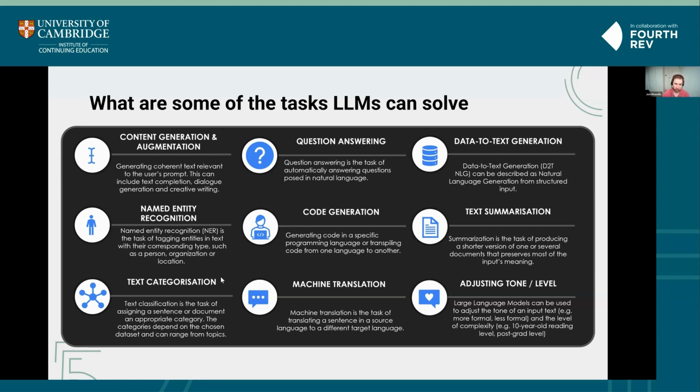Text categorization. So this is basically classifying text into different categories. A very obvious example is spam filtering. So when you're getting an email, there's probably an NLP model behind the scenes flagging what might be spam.